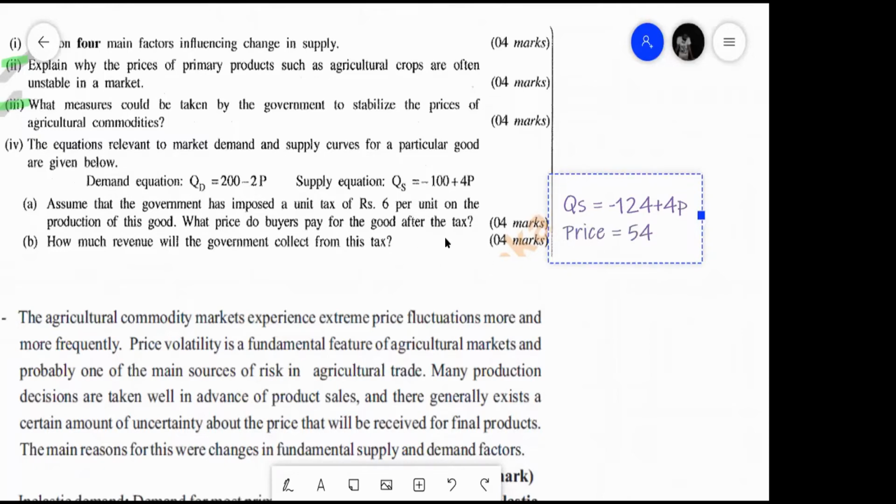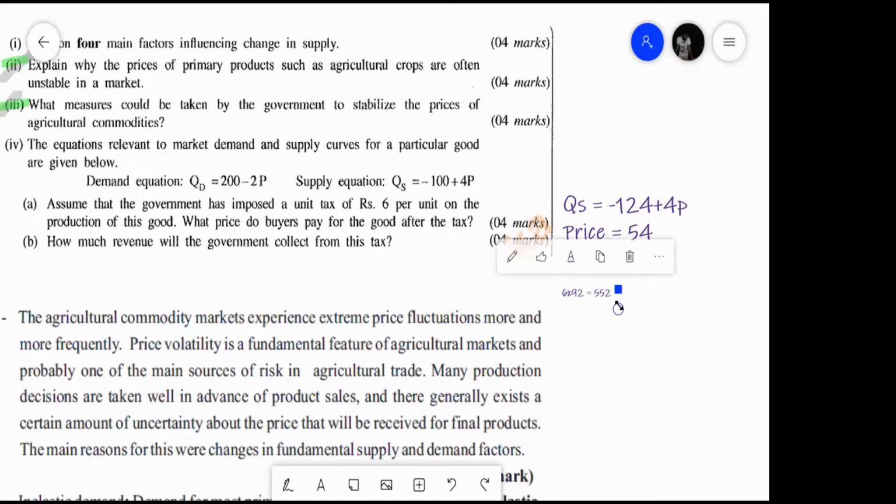So they're asking what is the price buyers will pay for the good? So buyers will pay 54 rupees. And how much is the government revenue? Government revenue, how do you find? That is the new equilibrium quantity multiplied by the unit tax. So unit tax is 6 rupees, multiplied by what is the quantity? How much do we get as a quantity? Quantity is 92. So then that is 6 into 92. How much do we get? 552. So that is the government tax.